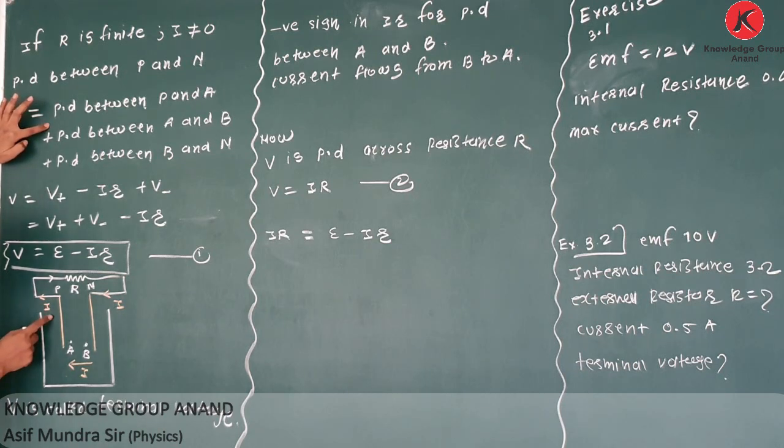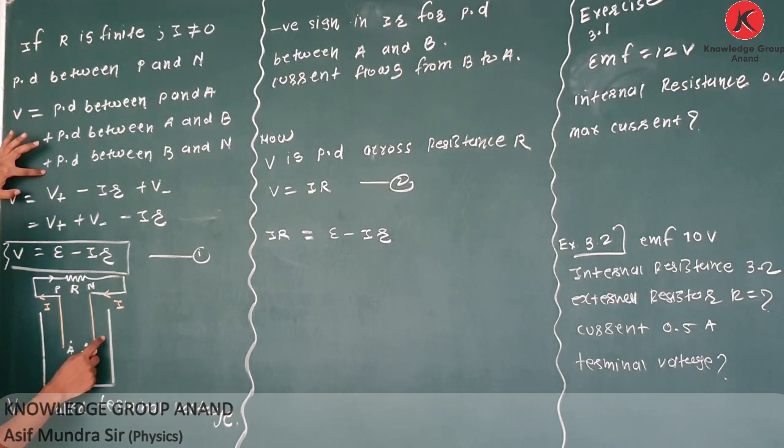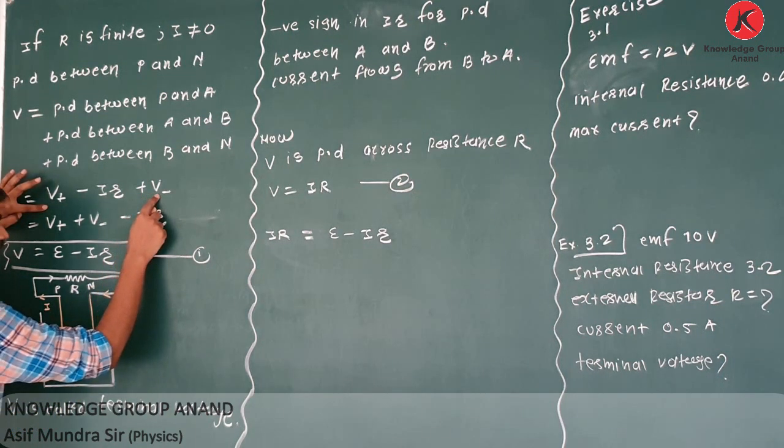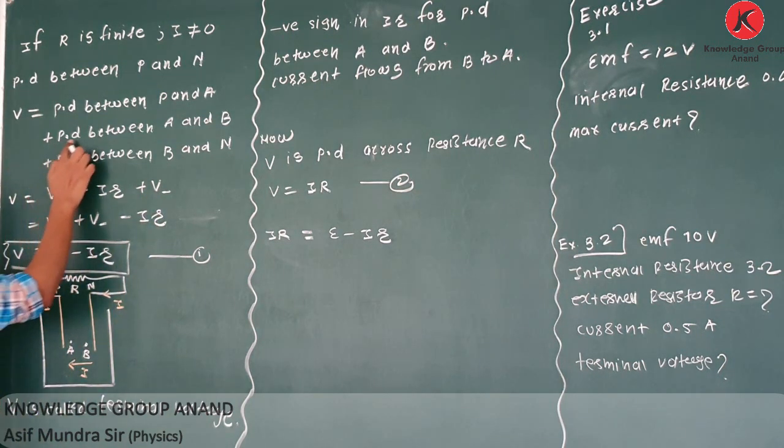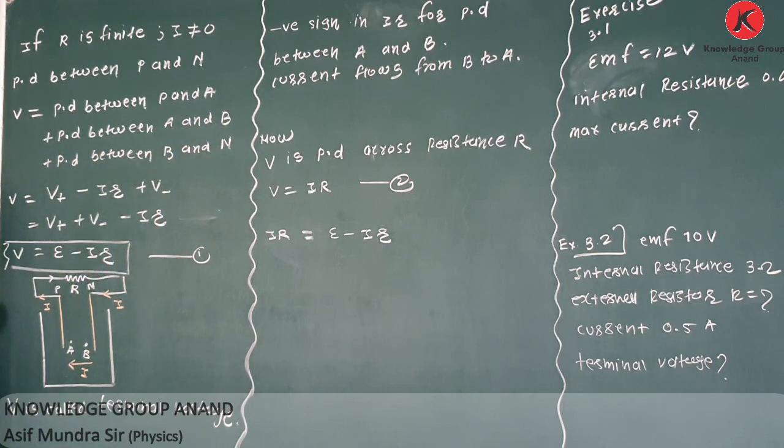Now, in such a case, the potential difference between points P and N, V, is equal to the potential difference between P and A, plus the potential difference between A and B, plus the potential difference between B and N. The potential difference between P and A is V plus, and between B and N is V minus. But what is the potential difference between A and B? It is minus IR.